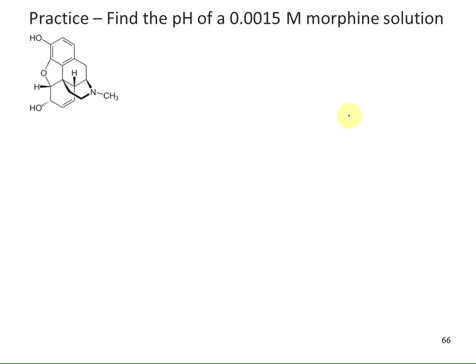So one of our practice problems is finding the pH of a 0.0015 molar morphine solution. So this is the structure of morphine, and even though this Lewis dot structure doesn't show it, there's actually a lone pair on that nitrogen. So this morphine is a weak base. And the Kb, if we were to look that up in a table, we'd find that the Kb is equal to 1.6 times 10 to the minus 6.